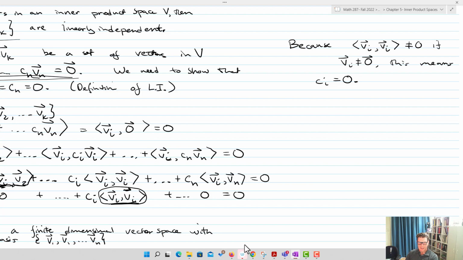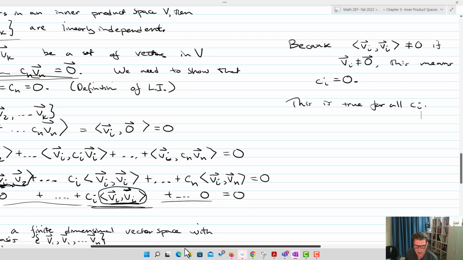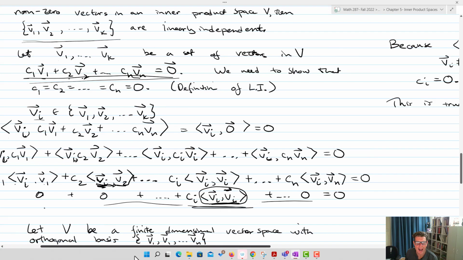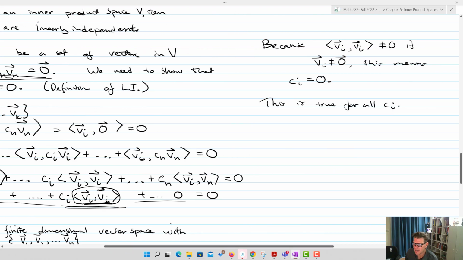So what does that mean? Well, that means that ci is going to equal 0, because everything else zeroed out. We were left with just this term, so ci has to equal 0. Well, we chose an arbitrary vector vi. If we had chosen v1, we could have just as easily shown that c1 had to equal 0. This is true for all ci. It was arbitrary. So what we've done is we've shown by definition that c1 through cn has to equal 0 in this set.